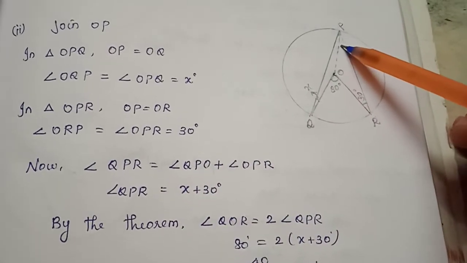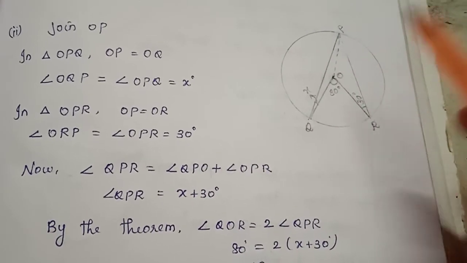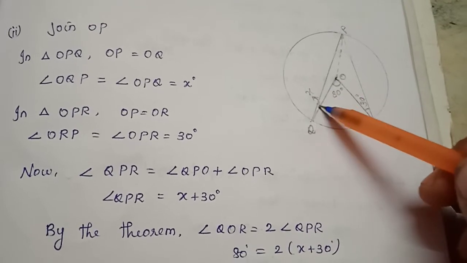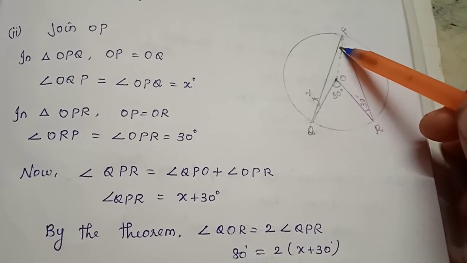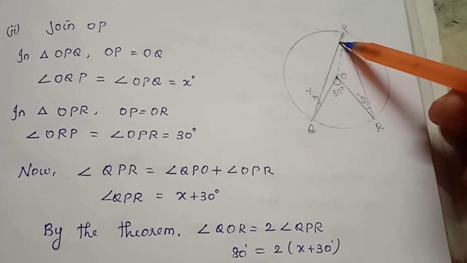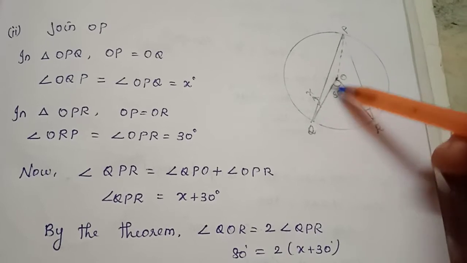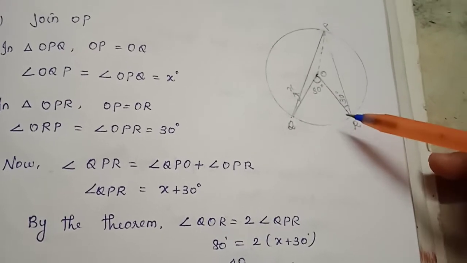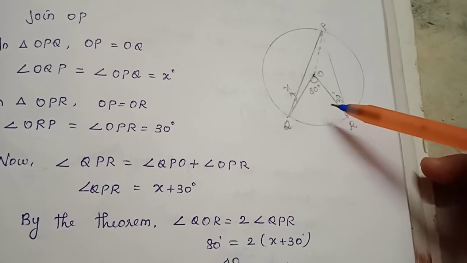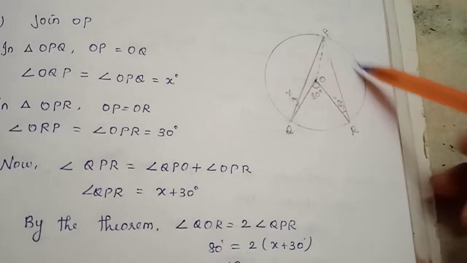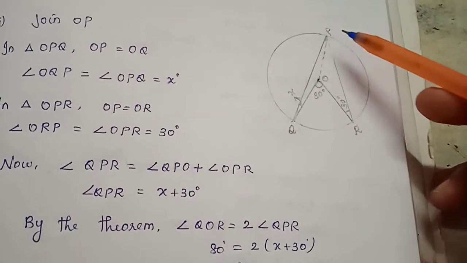And this is x degrees and this is 30 degrees. Now my aim is to find the value of this x. How can we find it out? If you know this x value, then we can find this x also. To find this x value, we know the theorem: the angle subtended by an arc at the center is double the angle subtended by it at any point on the remaining part of the circle.